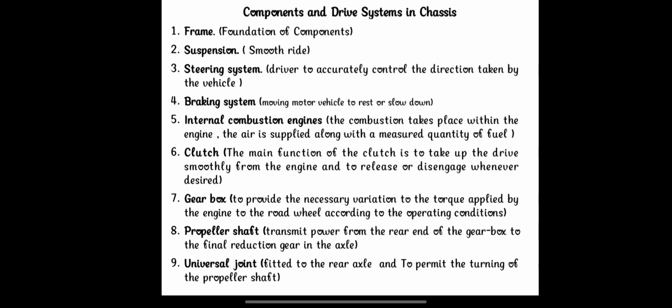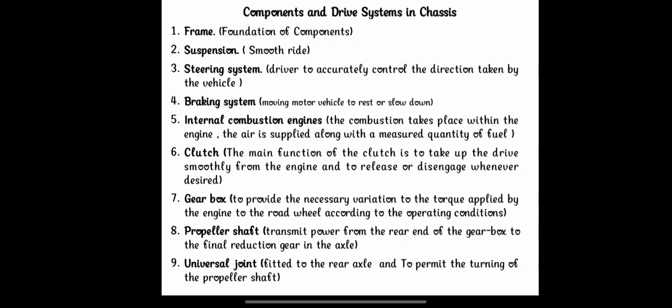The internal combustion engine is the heart of the automobile. The combustion takes place within the engine, and the air is supplied along with a measured quantity of fuel. Another component is the clutch. The main function of a clutch is to take up the drive smoothly from the engine and to release or disengage it whenever desired, to engage or disengage power transmission between the engine and the gearbox. So the clutch works as a main component.